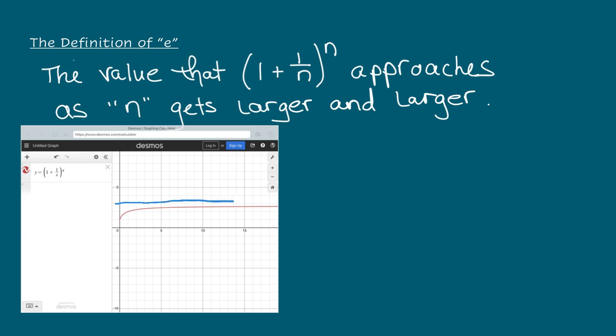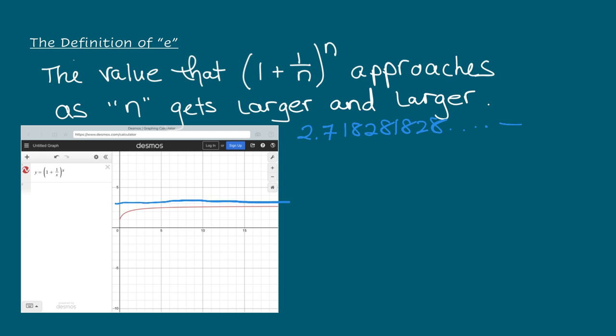If you look at the graph where this function has been graphed, you can see that it approaches but never goes beyond that value right there. And that value turns out to be approximately 2.718281828, and then it continues on. So it is this irrational number that we have defined as e.